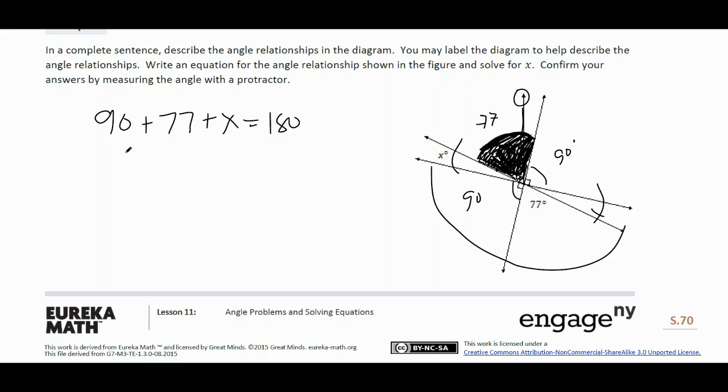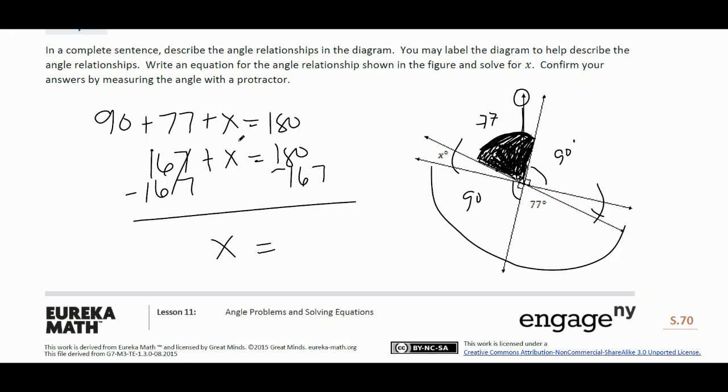So 90 plus 77 is going to be what? 90 plus 77 is 167. Plus x is going to be 180. Subtract 167 from both sides. X is going to be what? Yep, that is right. That will be 13.